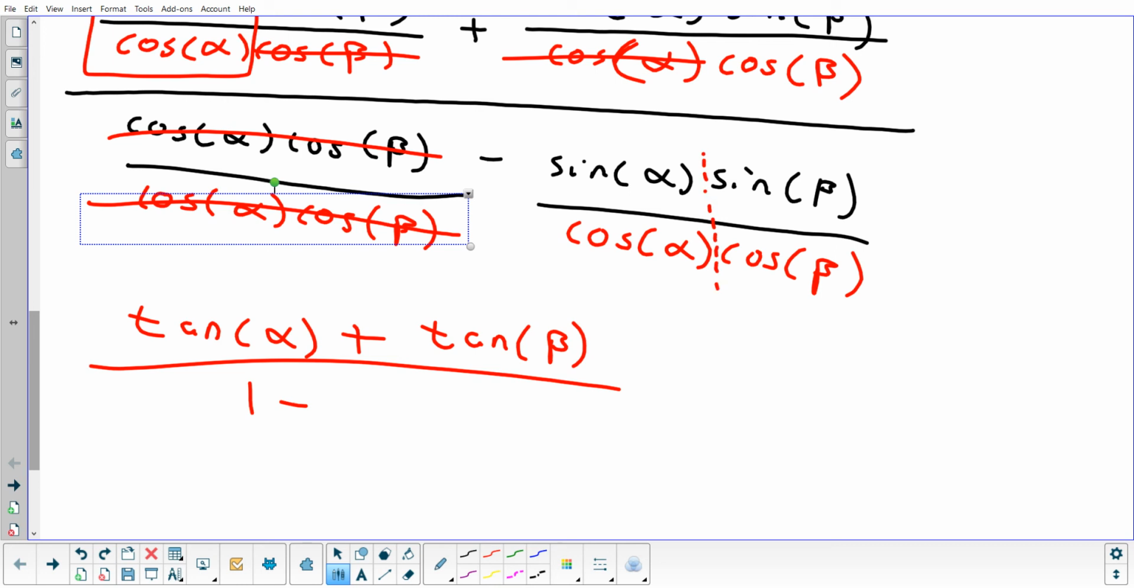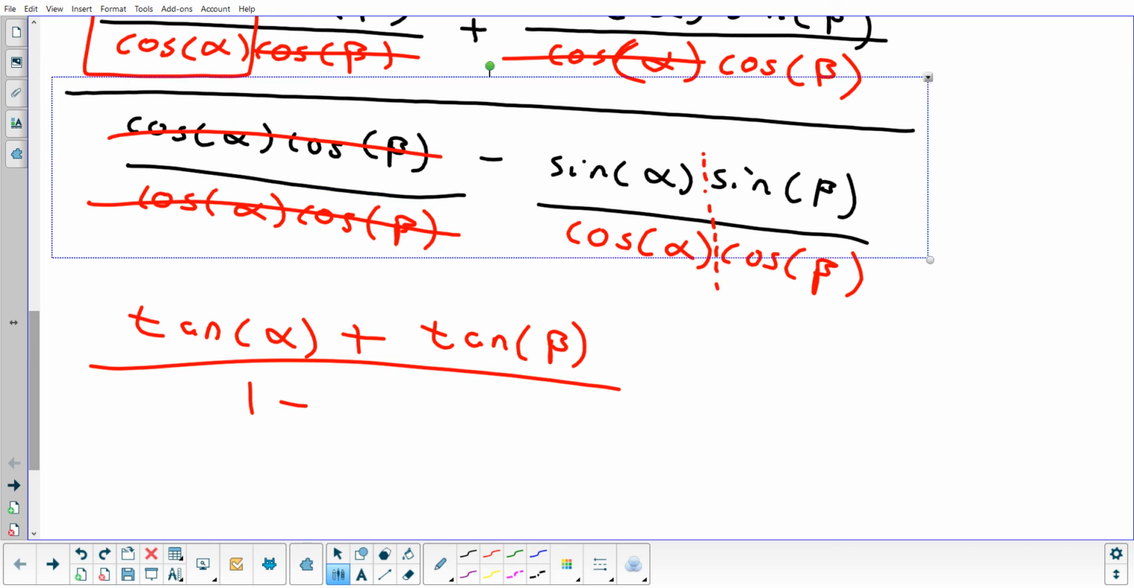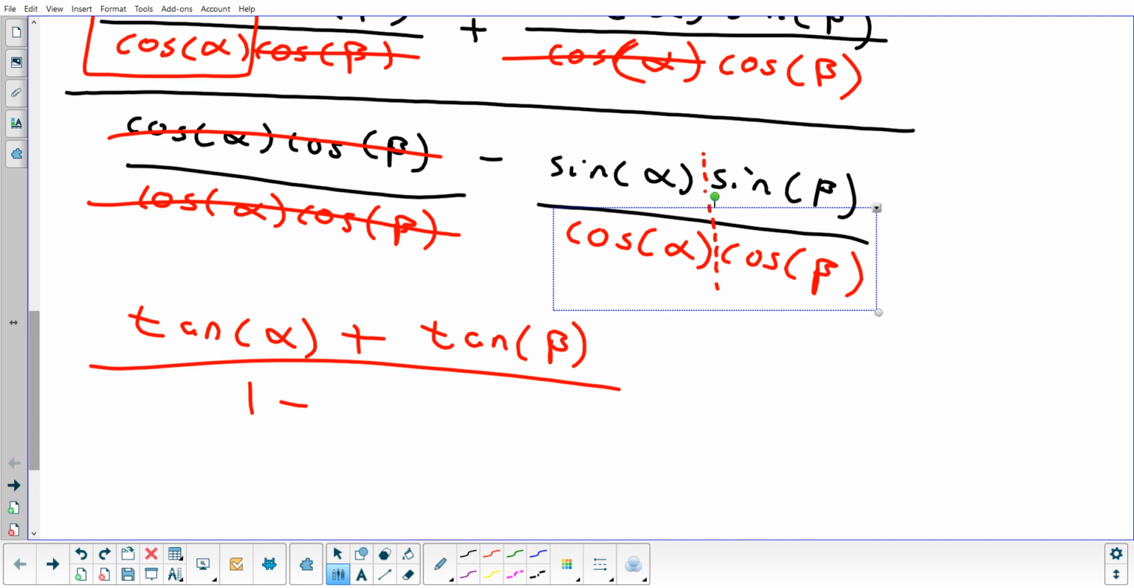Now, it's not quite lined up perfectly, but if you look at this, no, it is lined up perfectly. Think of that as two things. Sine alpha over cosine alpha. We just did that. What is that? Tan of alpha. And then the other part of it is sine beta over cosine beta. What's that? Tangent beta. And I think that's the identity.